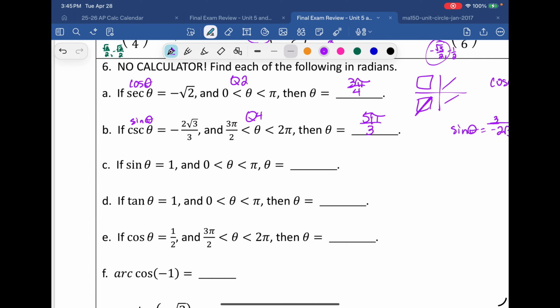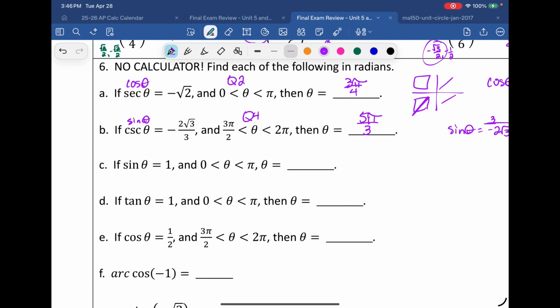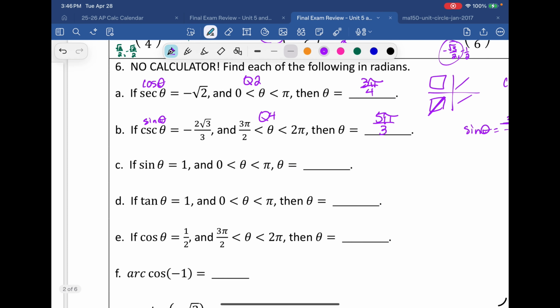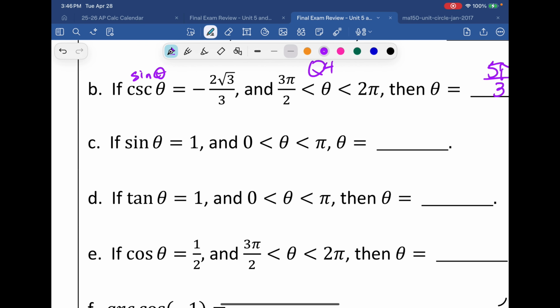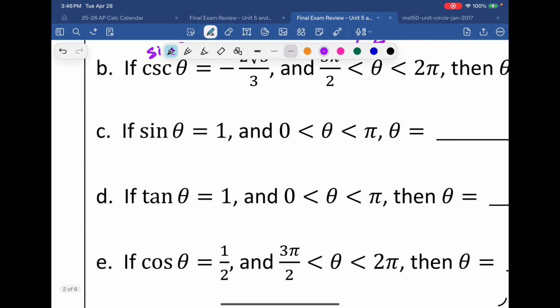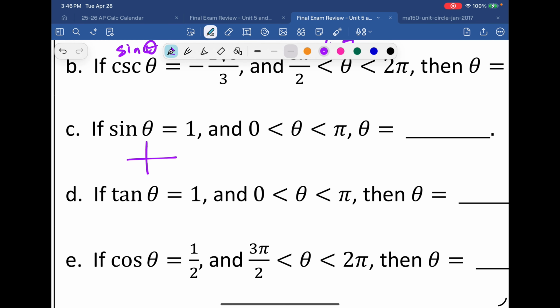If sine equals 1 and the angle is between 0 and pi, then theta equals, I had to think about that for a minute. So our angle is between 0 and pi, where sine is positive in quadrants 1 and 2. But if you think about where 1 is on the unit circle, where the y-coordinate is 1, it's up here. That's pi over 2.